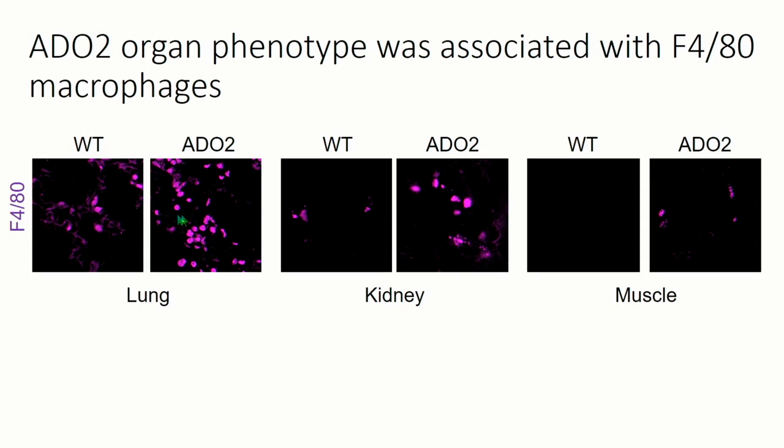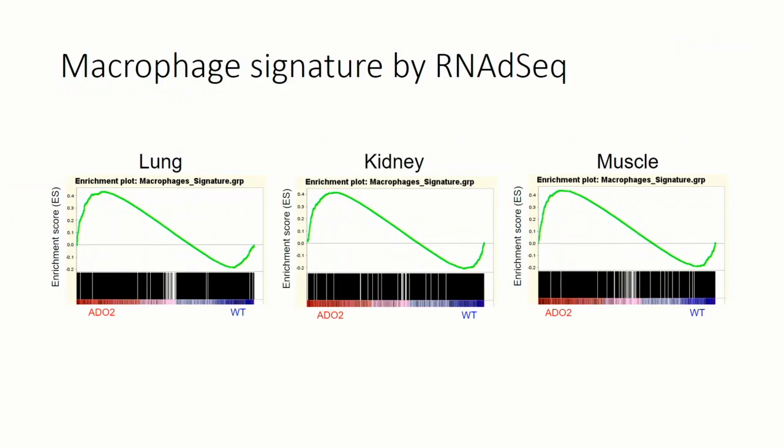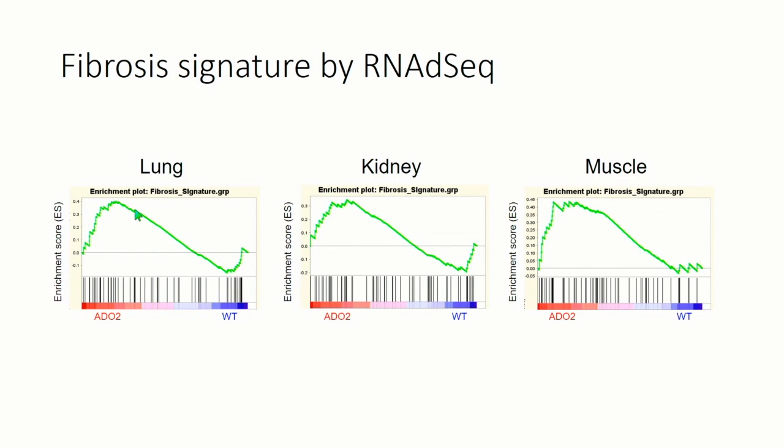In these organs, we also found an increase of macrophages. These are stained with F4/80, a marker that is typical of macrophages. You see here in lung, here in kidney, and you see in muscle that the macrophages appear. I remind you that the muscle cells do not express CLC7, but the macrophages do. And in fact, in these mice, in these organs, we found an enrichment in the macrophage signature and an enrichment in the fibrosis signature.